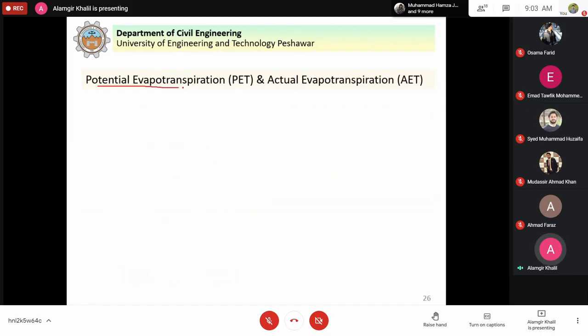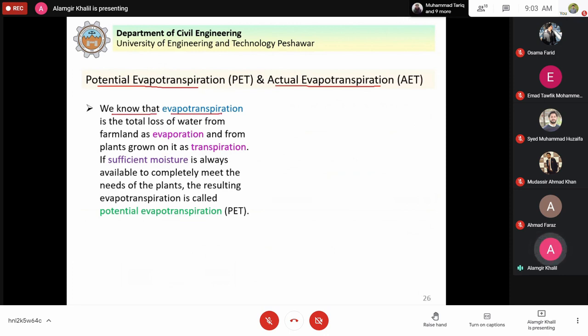Next we discuss the potential evapotranspiration and actual evapotranspiration. What is the difference between the two terms? So we know that evapotranspiration is the total loss of water from farmland as evaporation and from plants grown on it as transpiration. If sufficient moisture is always available to completely meet the needs of the plants, the resulting evaporation is called potential evapotranspiration. So it means that evapotranspiration, that is evaporation plus transpiration from the plant leaves under unlimited supply of water.